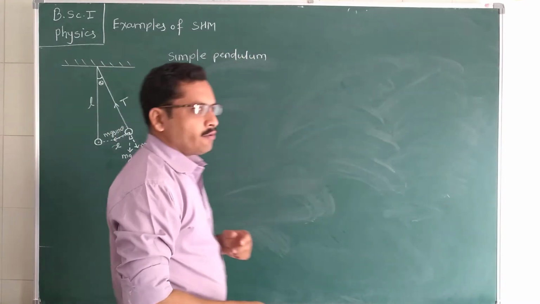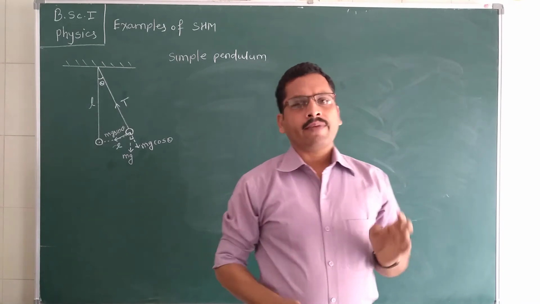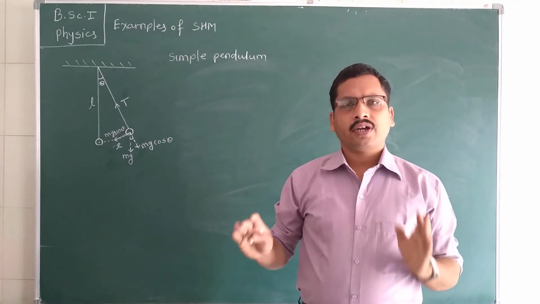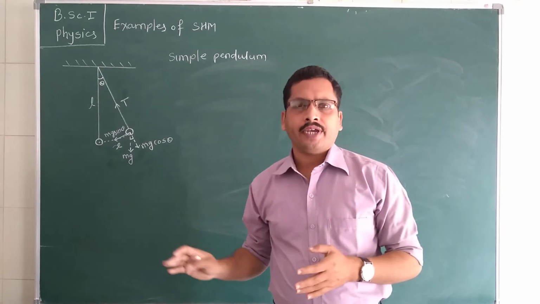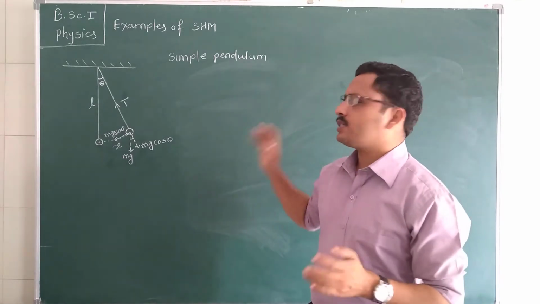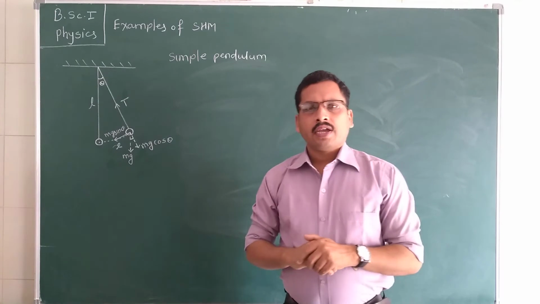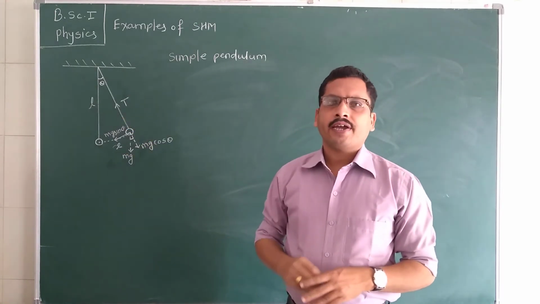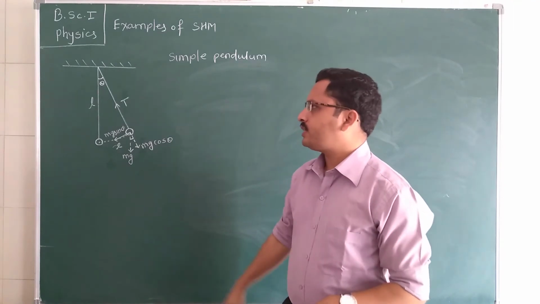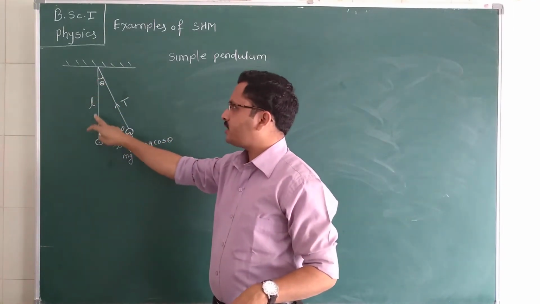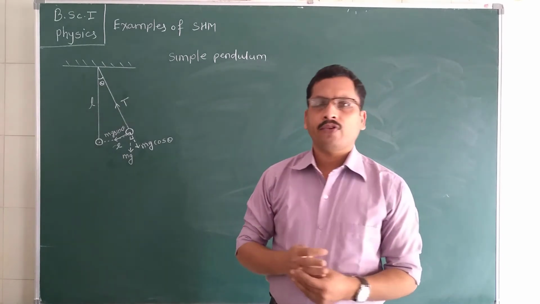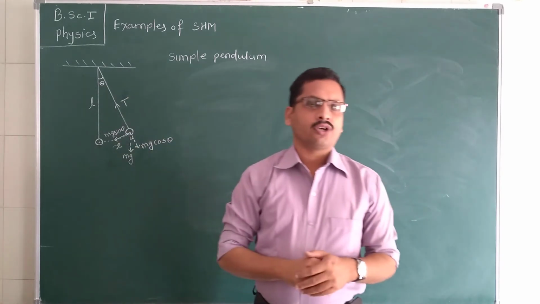So what is a simple pendulum? A pendulum is an arrangement in which a light-weighted string is attached to a heavy object. Such an arrangement is known as a simple pendulum. This is a diagram of a simple pendulum in which a light-weighted inextensible string is attached to a heavy metal bob, which is supported by a rigid support.